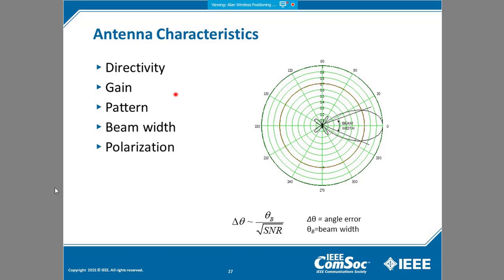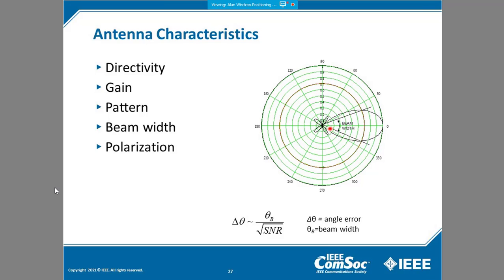Okay, to determine angle of arrival, we need a directive antenna. Here we have a chart of the pattern of an antenna. The antenna has directivity, gain. It has a particular pattern that we have here. There is a beam width, which is often specified, as we can see here, and there is a polarization, which is the direction of the electric field in the signal itself.